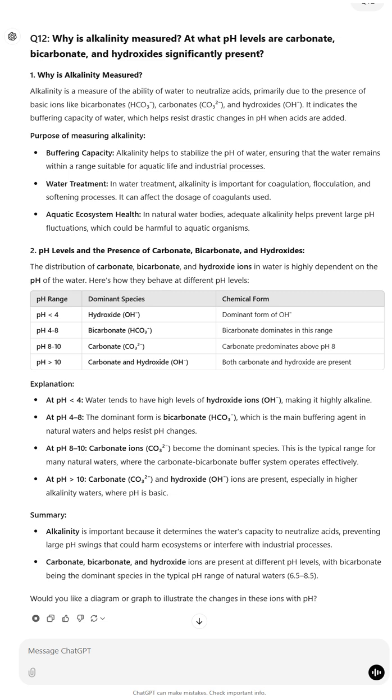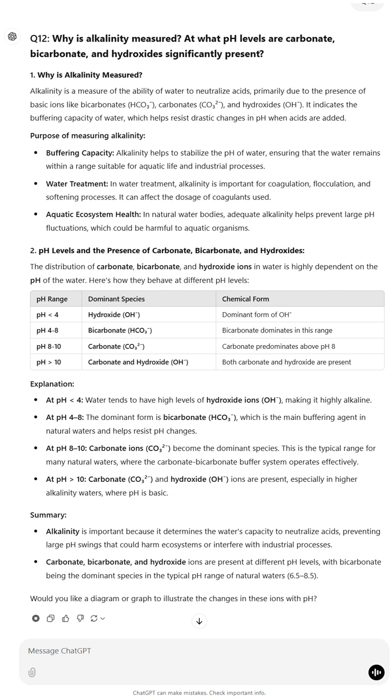Explanation. At pH below 4, water tends to have high levels of hydroxide ions, OH-, making it highly alkaline. At pH 4 to 8, the dominant form is bicarbonate, HCO3-, which is the main buffering agent in natural waters and helps resist pH changes.